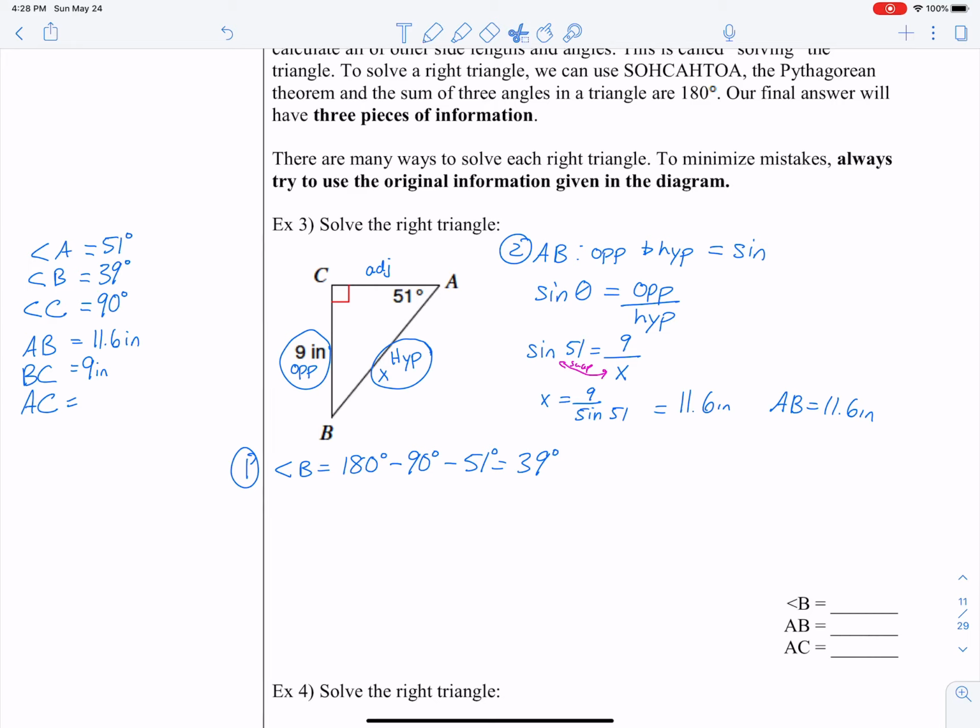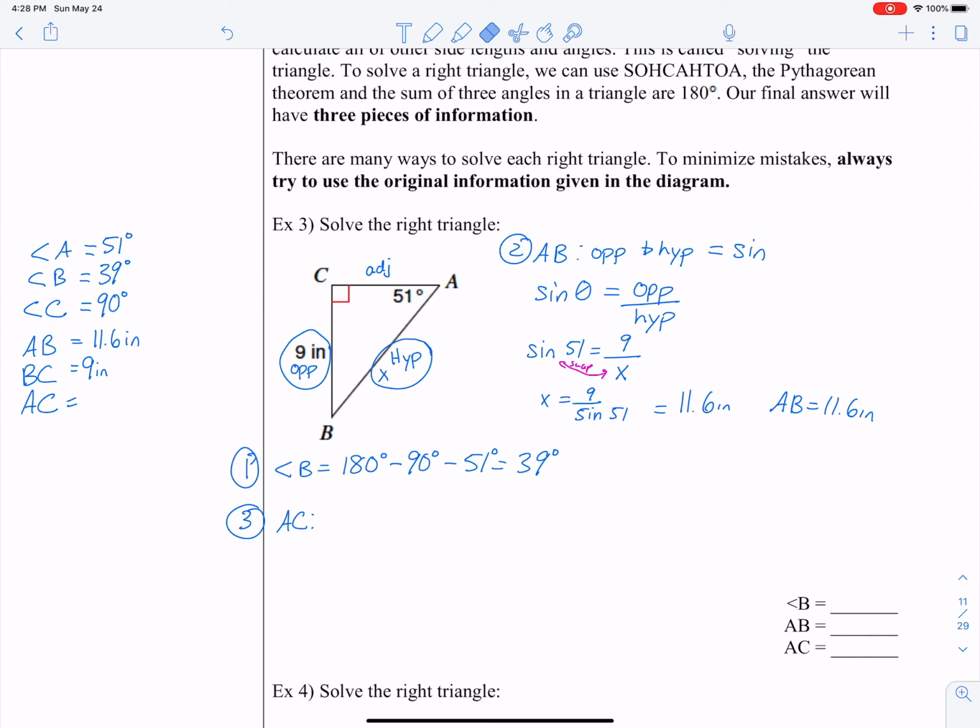Okay, now step 3. Sorry, this is a little out of order here. I did up and then down. So step 3, I want to find now this side up here. So I want to use side AC. Now, this is the only thing that's a little bit different here. I've finished finding this side, and now I want to find this side.